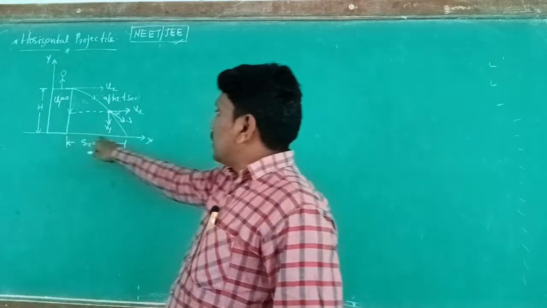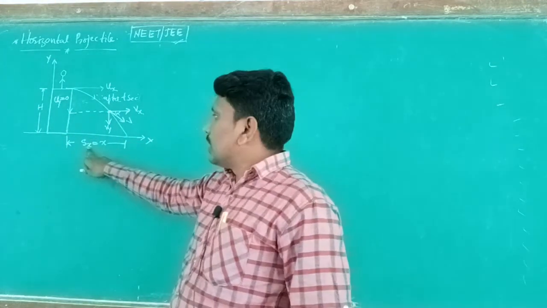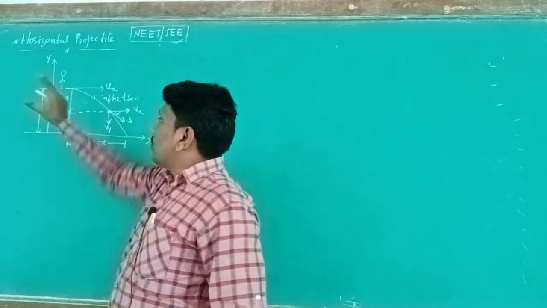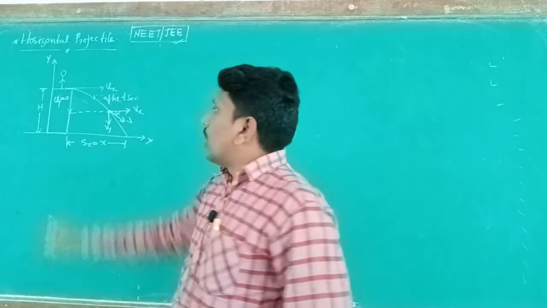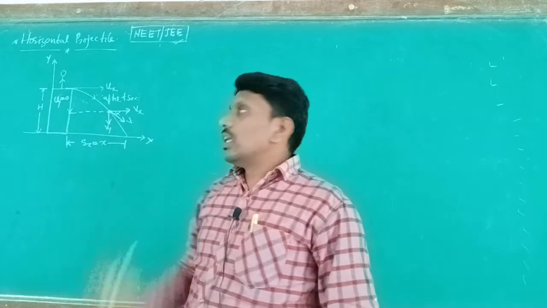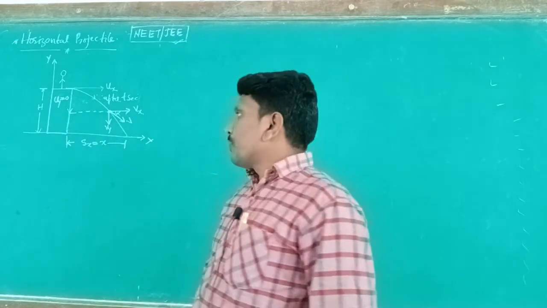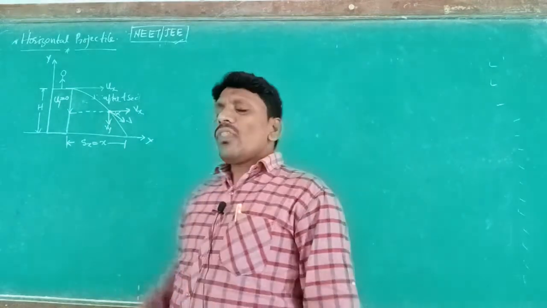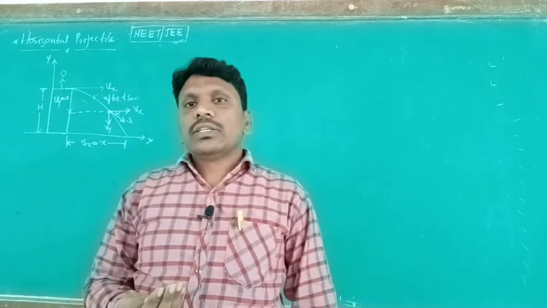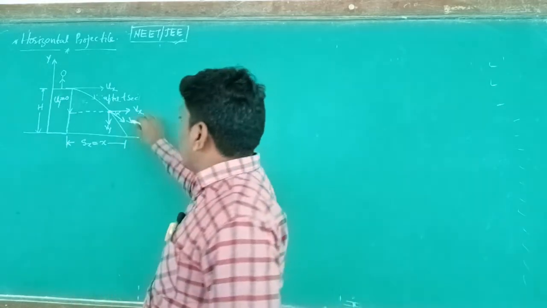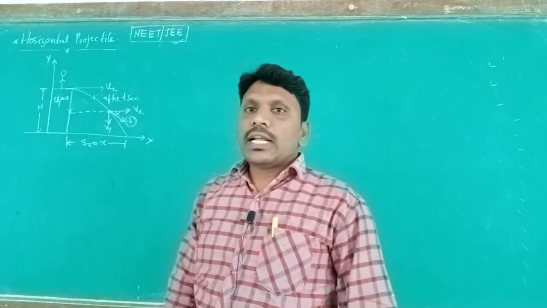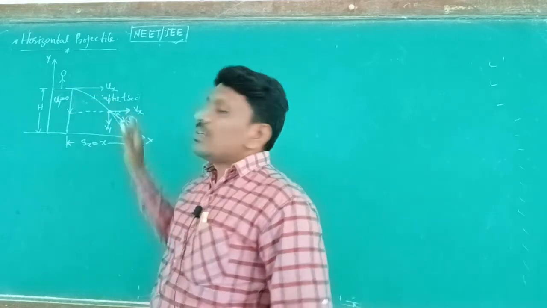We know that this is the range or horizontal distance, that is Sx, let us consider x. Now let us consider h is nothing but the height of the building or height of some place from where the object is thrown horizontally with some initial velocity. Now let us try to understand what the horizontal component is and what the vertical component is. Then let us find out the final velocity of the horizontal projectile. Also let us find out the time of descent.